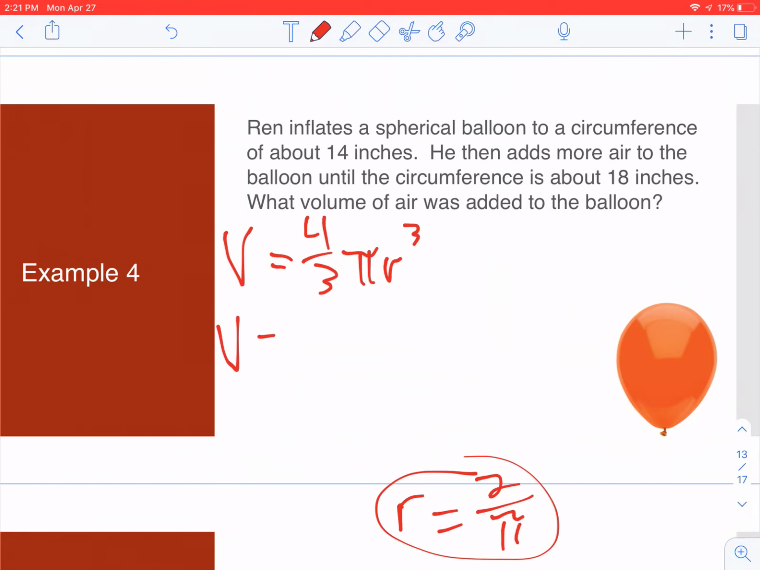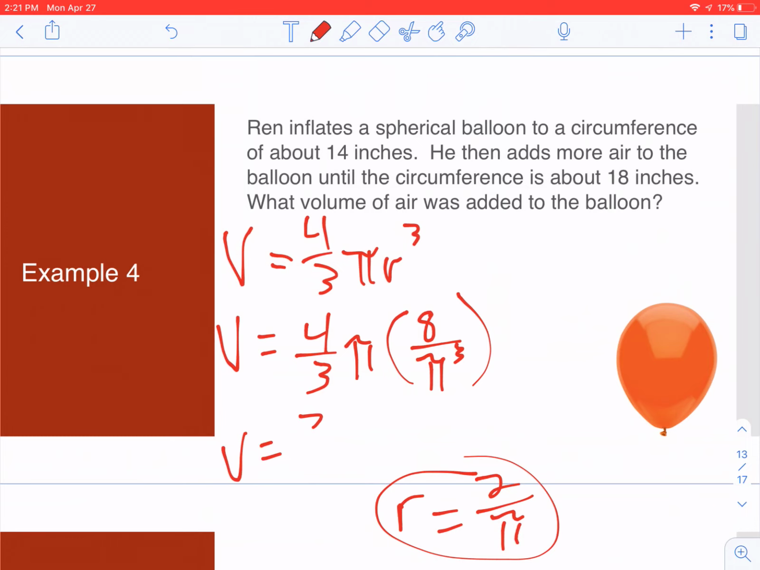So volume equals 4/3 pi times 2 over pi to the 3rd. So what I did there is I just took 2 cubed and pi cubed. Okay, so volume equals 32. This pi will cancel. This will change to a squared. 32 on top, 3 pi squared on the bottom. Type that in your calculator and you'll get the answer.